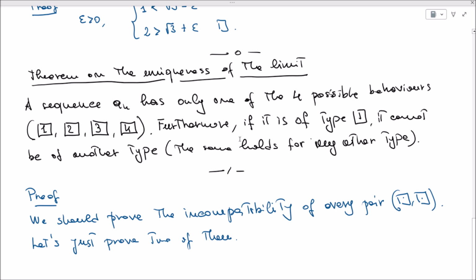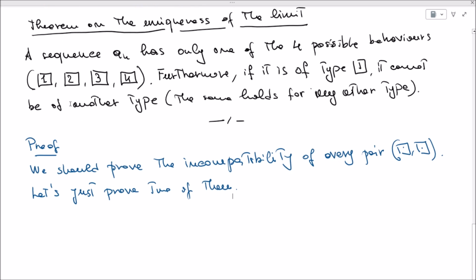Well, for example, let's start by proving that, suppose that a_n tends to L, so a_n is a convergent sequence, and we would like to prove that this behavior is incompatible with the fact that a_n will tend to plus infinity, so it is divergent to plus infinity. Okay, how can we prove this?